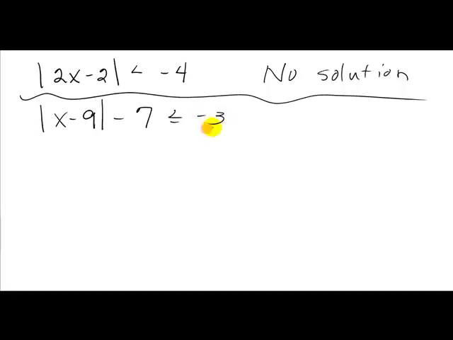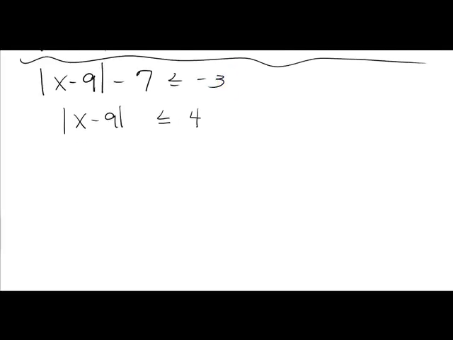Now, at first you may think, well, no solution because it's equal to a negative number. But just like we did our absolute value equations, we had to isolate this part of it first before we could solve it. So after I move this 7 over, after I add 7 to both sides, then this is positive. And so we can continue with this one. We'll have the absolute value of x minus 9 is less than or equal to 4. We are adding that 7 to both sides. Now we can take and solve that.